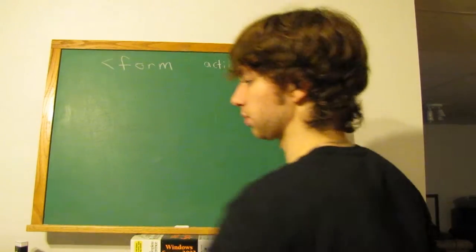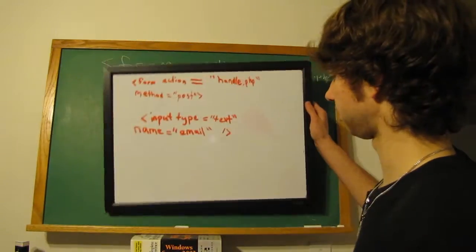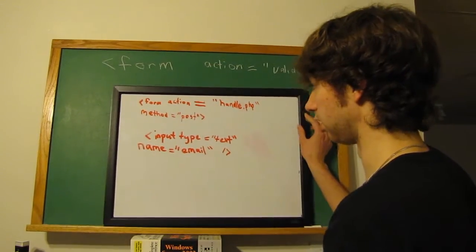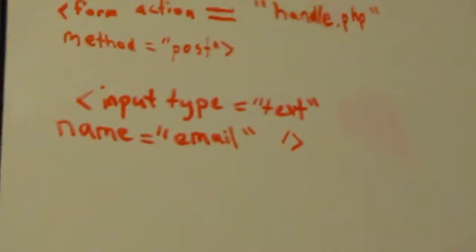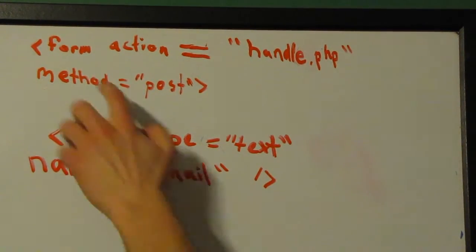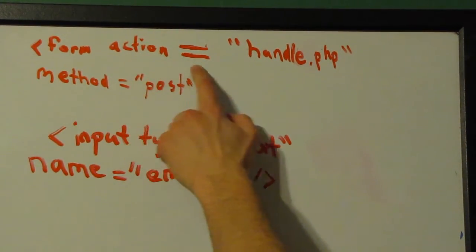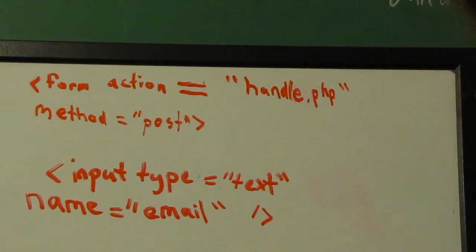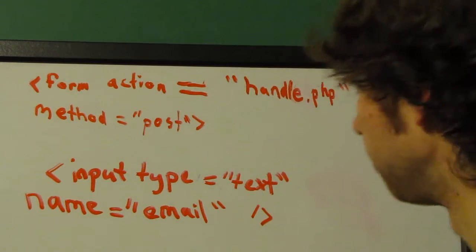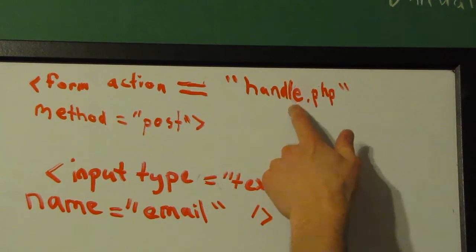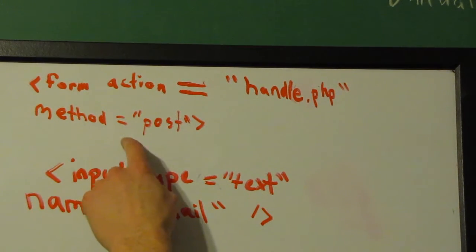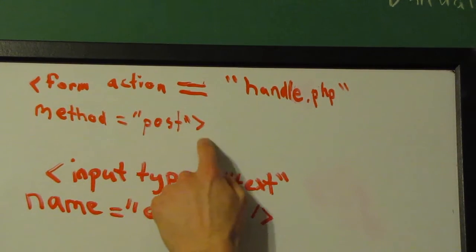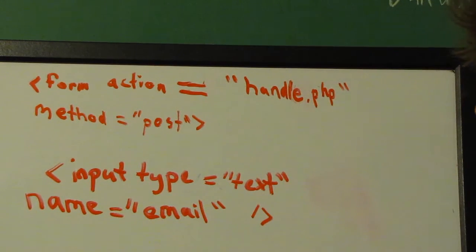So just to speed things up, I wrote up what an HTML page would look like, and I'll just zoom in here so you can see this. Alright, so it's pretty simple. We have the form action, what we just wrote, and then we assign it a value, handle.php, that's another example. It can pretty much be whatever page we want to use. And then we have the method. The method is how it's submitted, and we're using the post method. Alright, and I'll be explaining that in just a second.